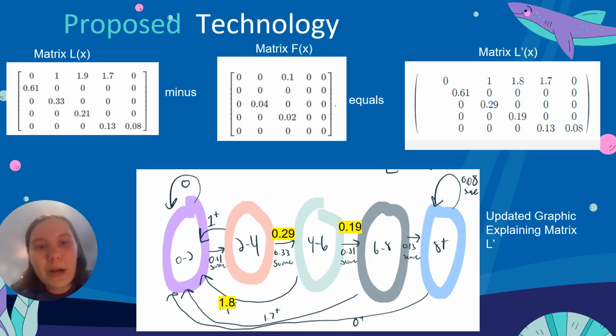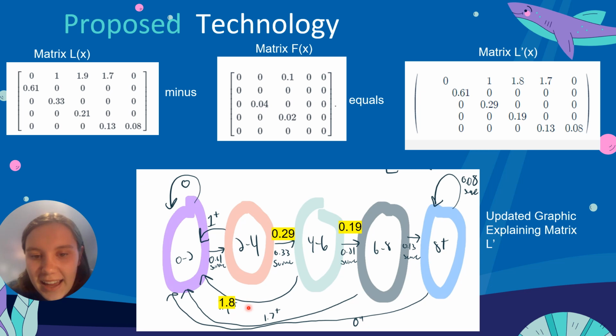Now let's get into the proposed technology. The new fishing technology proposed creates the new matrix L prime, as we did the math out on our matrix sum slash linear transformation slide. This is just a reminder of the math that we did to get L prime. We took matrix L and subtracted matrix F, which is the proposed fishing technology, to get its effect on the cod population. And to see how that changes our graphic, this is the graphic I originally had explaining matrix L, and highlighted in yellow are the new changes.